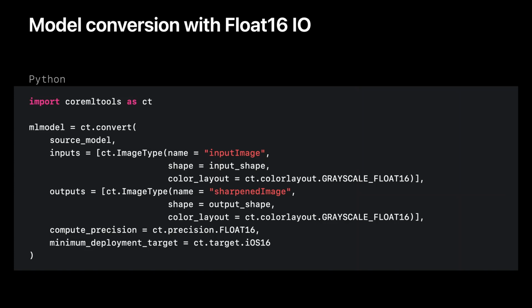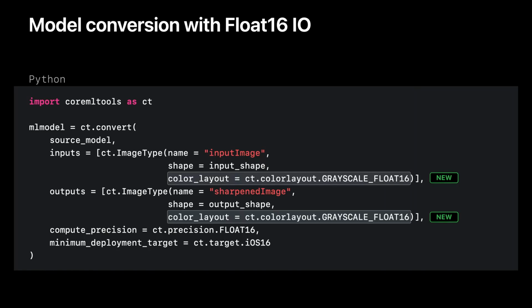You can create a model that accepts float16 inputs and outputs by specifying a new color layout for images or a new data type for multi-arrays while invoking the CoreML tools convert method. In this case, I'm specifying the input and output of my model to be grayscale float16 images.